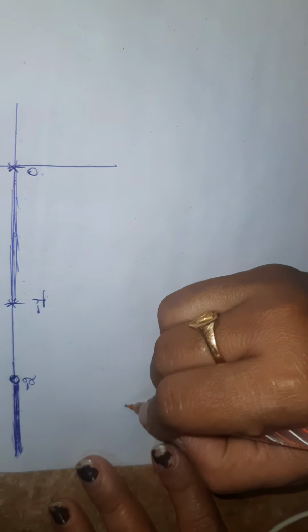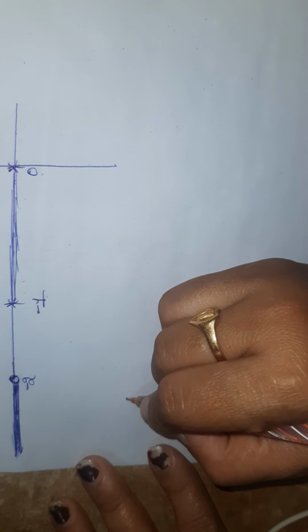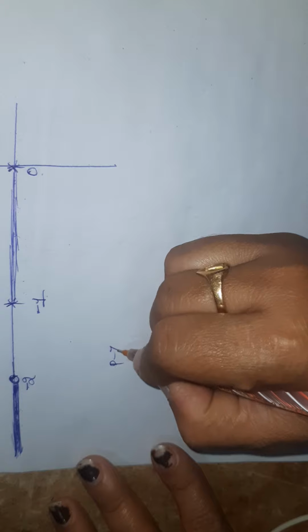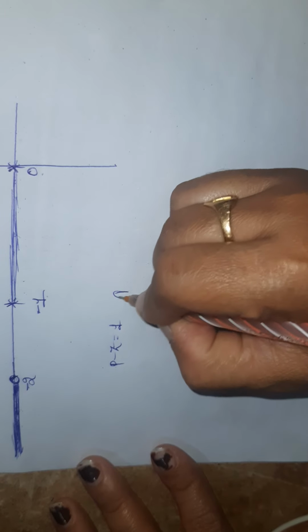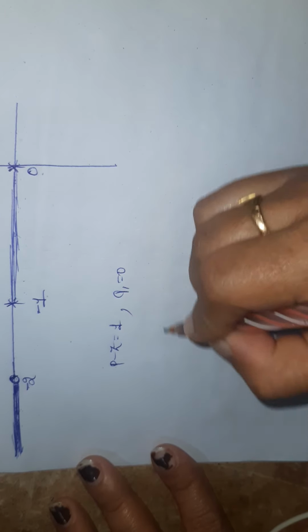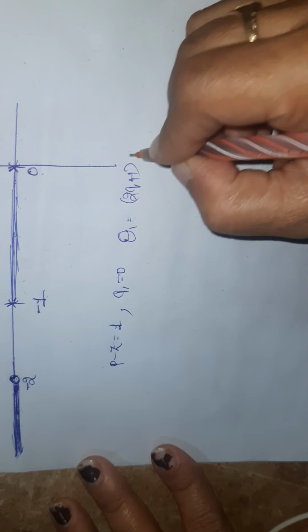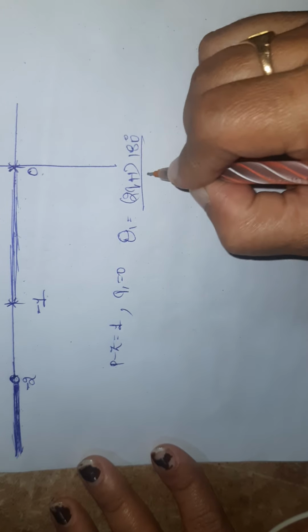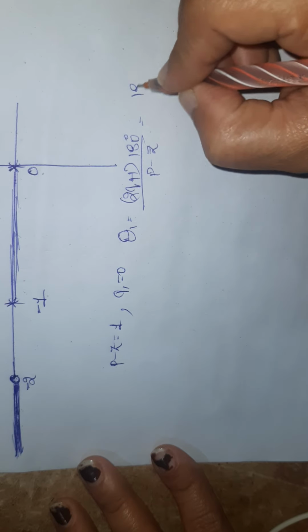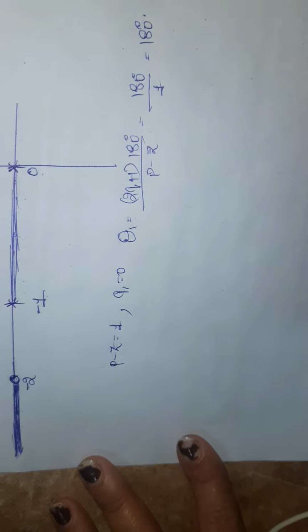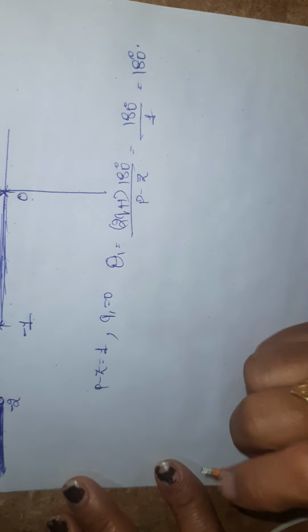Next, what is the fourth step? Calculation of angle of asymptotes. As P minus Z is equal to 1, you have to consider only one q value. So theta 1 is equal to (2q plus 1) times 180 degrees divided by P minus Z. So 180 degrees divided by 1. So only one angle you have to consider, that is theta 1, 180 degrees.